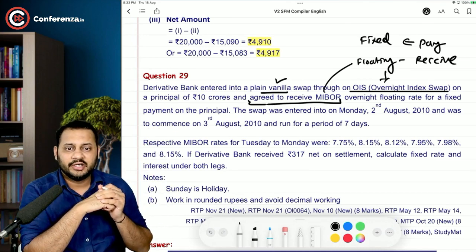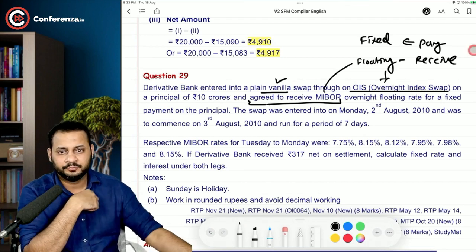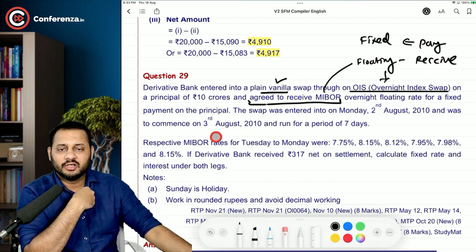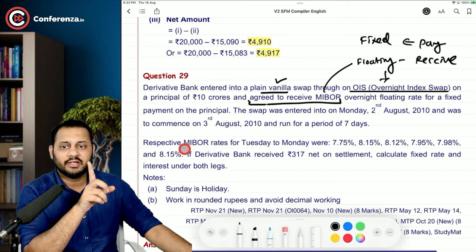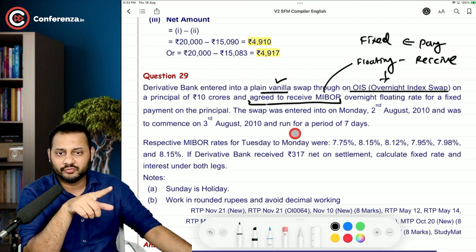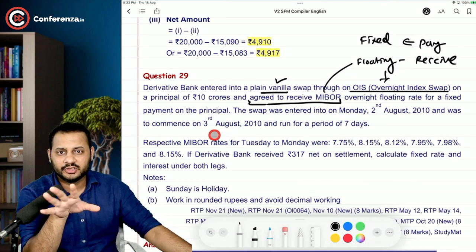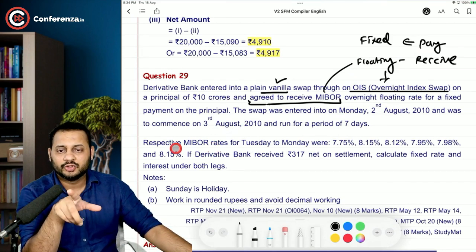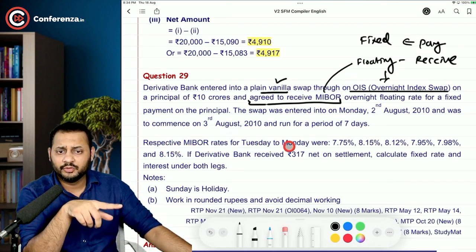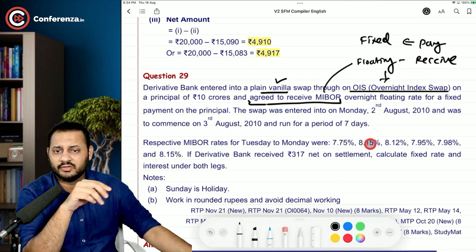The swap was entered into on Monday 2nd August 2010. Okay. And was to commence from 3rd August 2010 and run for a period of 7 days. Respective MIBOR rates for Tuesday to Monday. It has to run from Tuesday 3rd August because on Monday it was 2nd August. On Tuesday it will be 3rd August and it has to run. So from Tuesday to Monday the MIBORs are given to you: 7.75, 8.15 and so on.